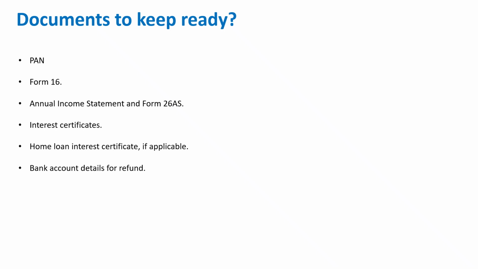Then there are interest certificates. If you have any fixed deposits in any bank, then the bank issues interest certificates where they give you the details of interest earned during the year plus the tax deducted on that. Home loan interest certificate. If you have taken any home loan, then definitely you need to get a certificate from the bank. And the last one is bank account details for refund. If you are going to claim any refund in the ITR, then you need to share the bank details. So you need to have all the details like bank account number, IFSC code and all that.